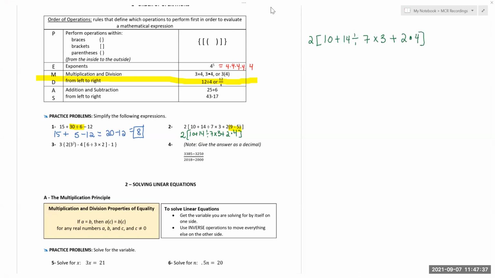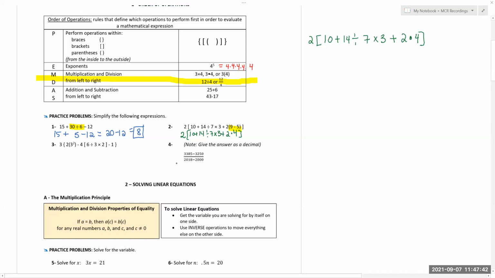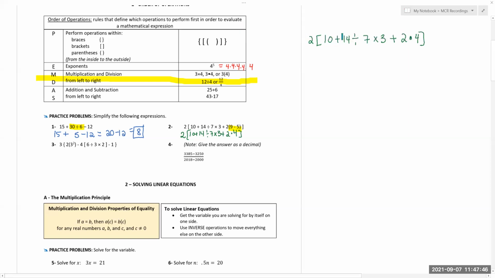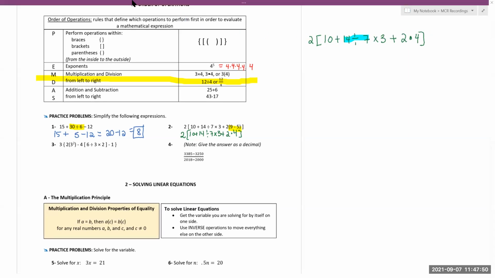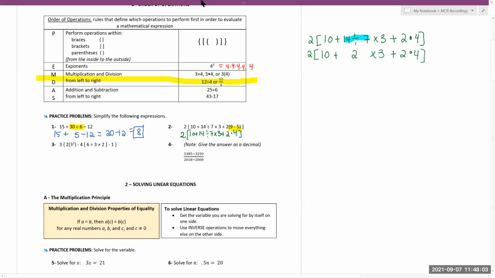Okay, so now you do multiplication and division left to right. So that's going to give me left to right inside the parentheses. This 14 divided by 7 is going to be next. So I've got 2, 10 plus 2 times 3 plus 2 times 4. And the dot is also multiplication.